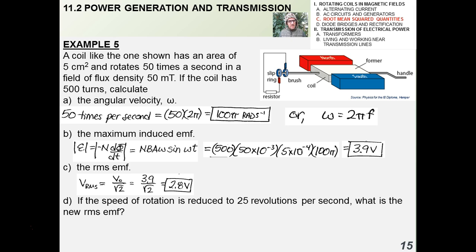The RMS EMF is just the maximum EMF divided by root 2. That's 2.8. And of course, it should be less than 3.9. If it's not, something's wrong.